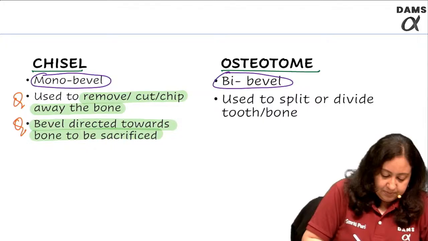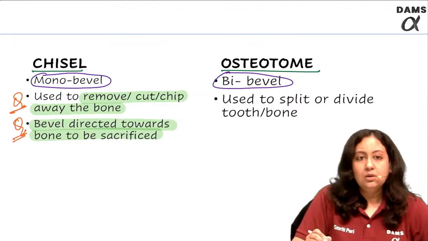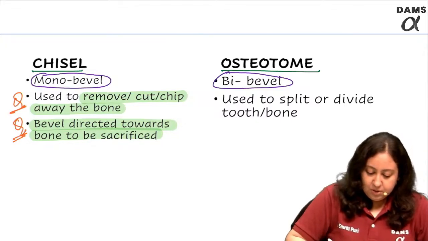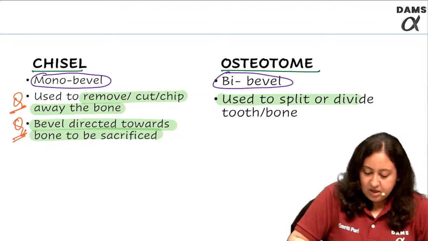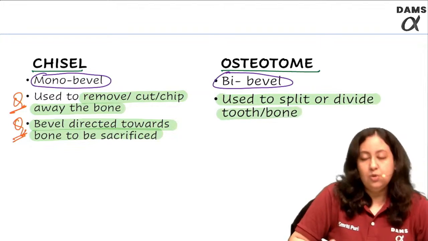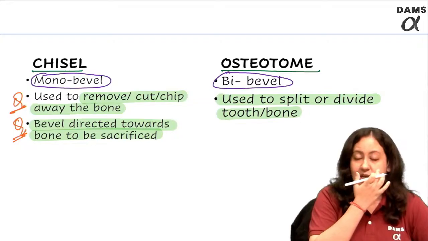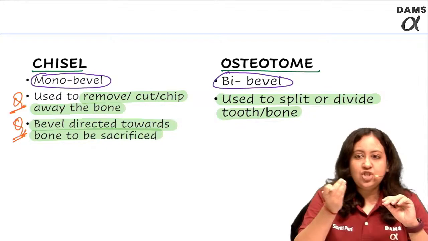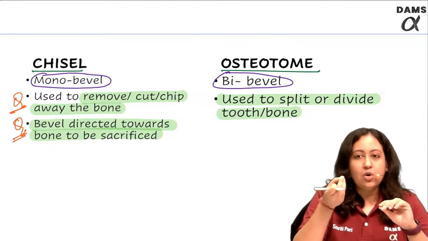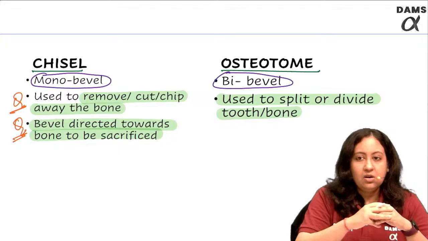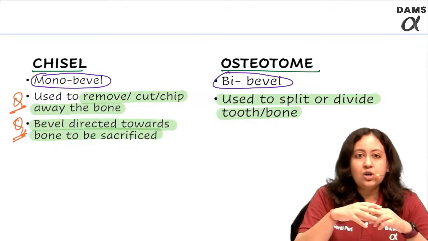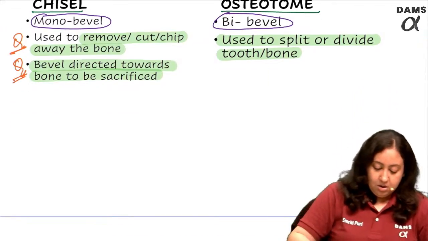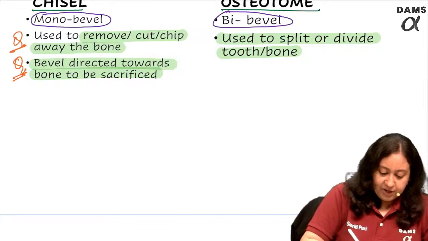These are both your question points. Your osteotome is used to split or divide the tooth or the bone. Split or divide, please understand the difference. Split means to divide the bone into two. Chisel is just used to chip or cut, or remove a small portion of the bone. Chisel is not used to split or divide the tooth. That is only done by osteotome. I'll tell you a way to remember as well.